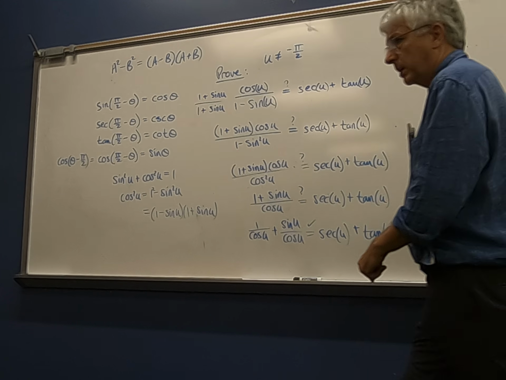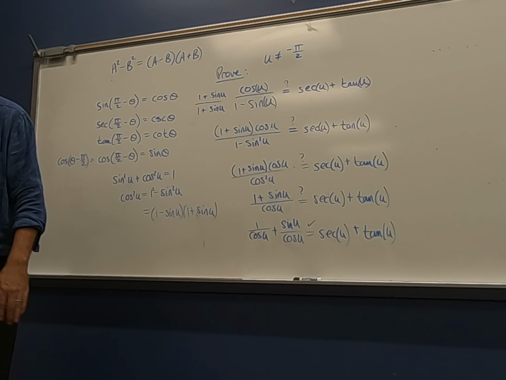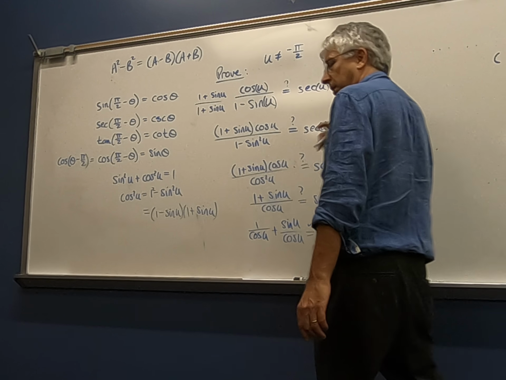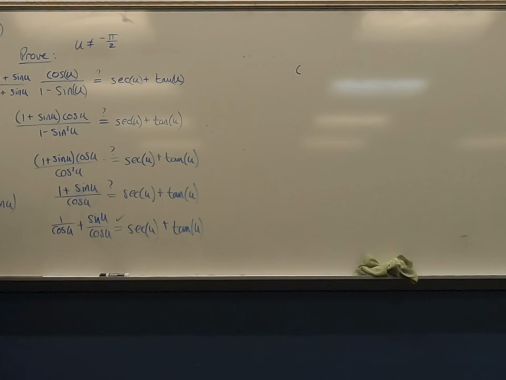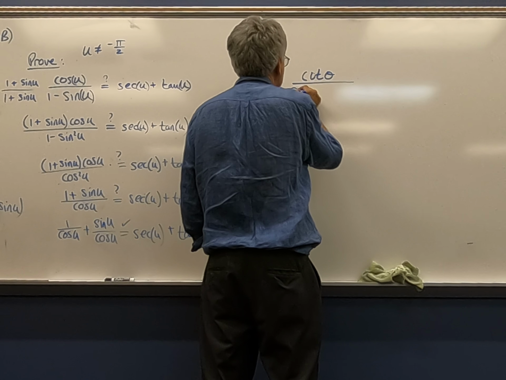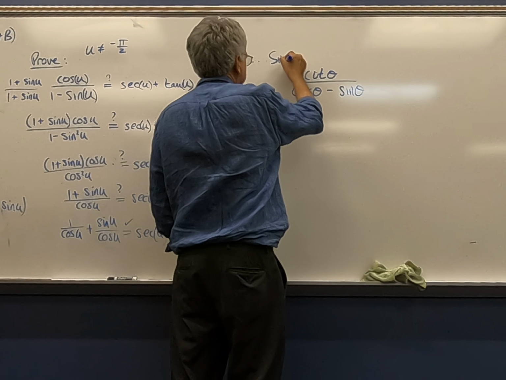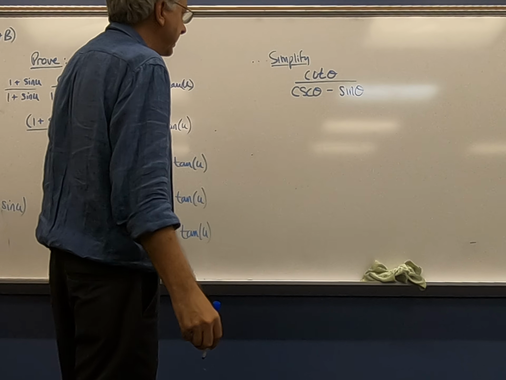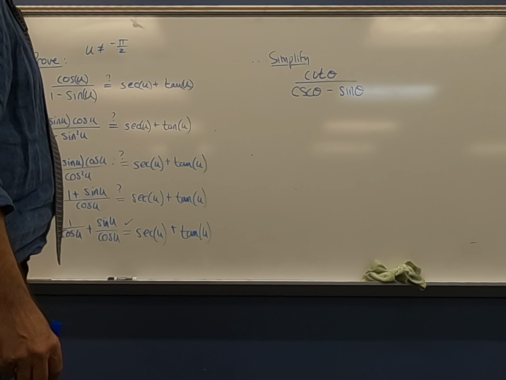Okay, so number 12, you want to simplify cotangent theta over cosecant theta minus sine theta. And the instruction is not to prove any identity, just to simplify this. And in some sense, we're going to develop an identity, right? This expression is always identical to some simpler expression.